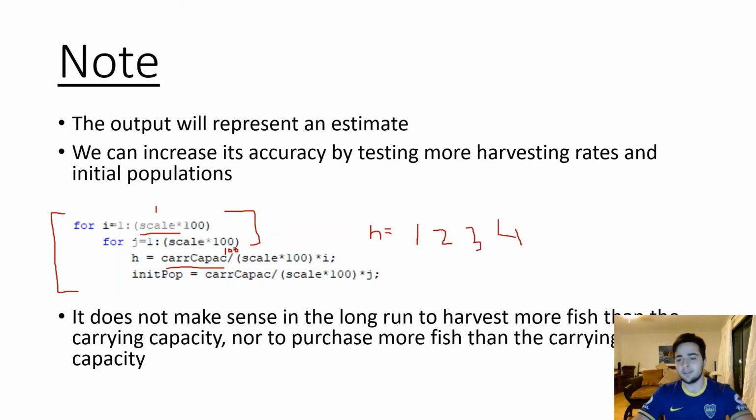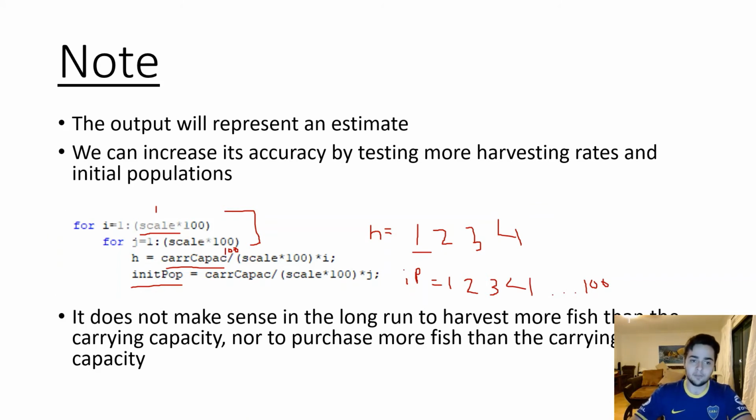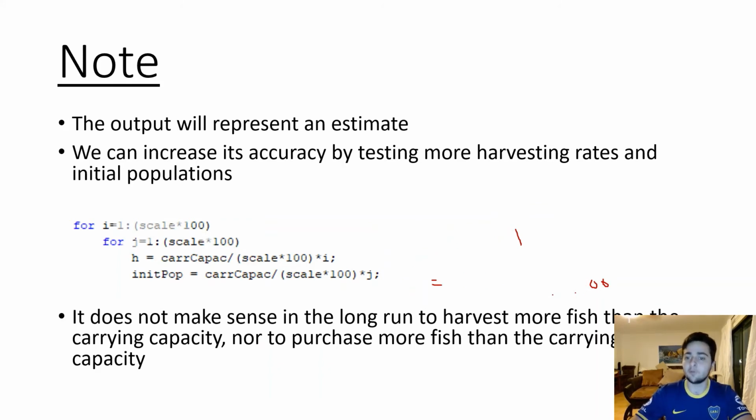Now, remember, this is a nested for loop, so we're going to be doing something very similar with the initial population. And let's just do IP, initial population. When we have a harvesting rate of 1, we will also be testing out the initial populations of 1, 2, 3, 4, and so on till we reach 100 in this case. Now, that's basically what this block of code does. It's not testing, it's creating the sample that we will be using for our testing.